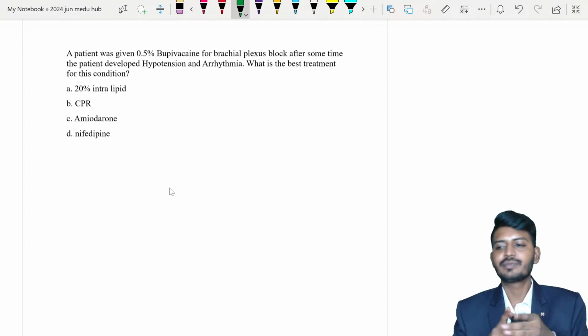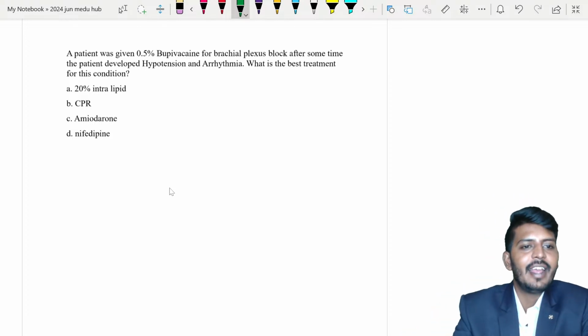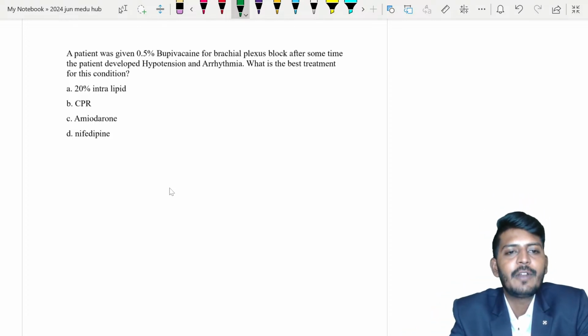Okay, so you have to be very, very careful. Okay, चलिए आगे बढ़ते हैं. A patient was given 0.5% bupivacaine for a brachial plexus block. After some time the patient developed hypotension and arrhythmia. What is the best management for this condition?